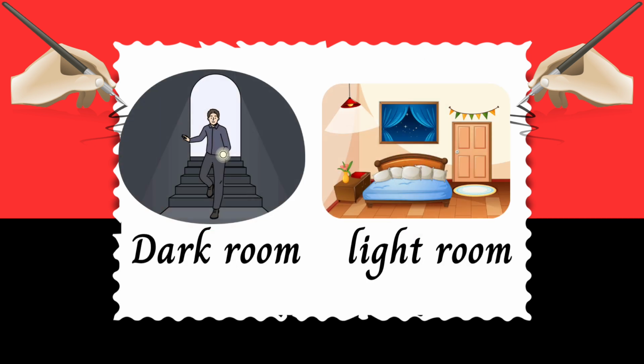5. Light and dark. Light means bright or not heavy. Dark means lacking light or brightness. Example, the room was light during the day but dark at night.